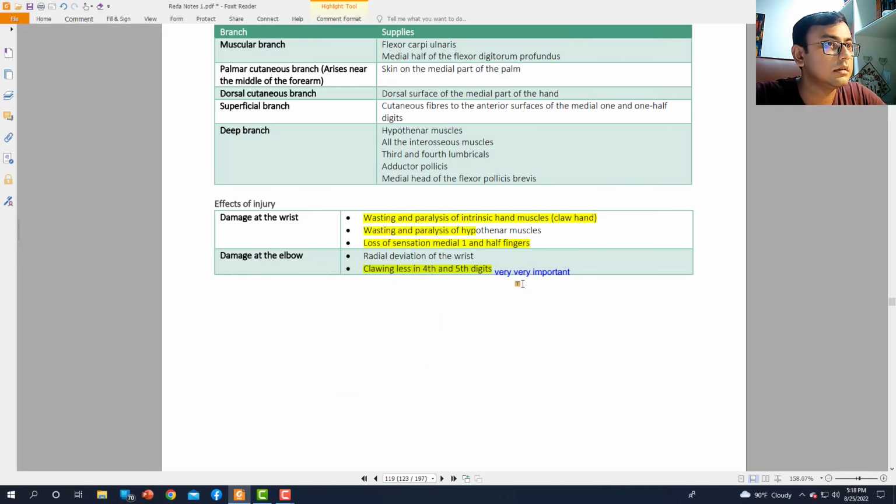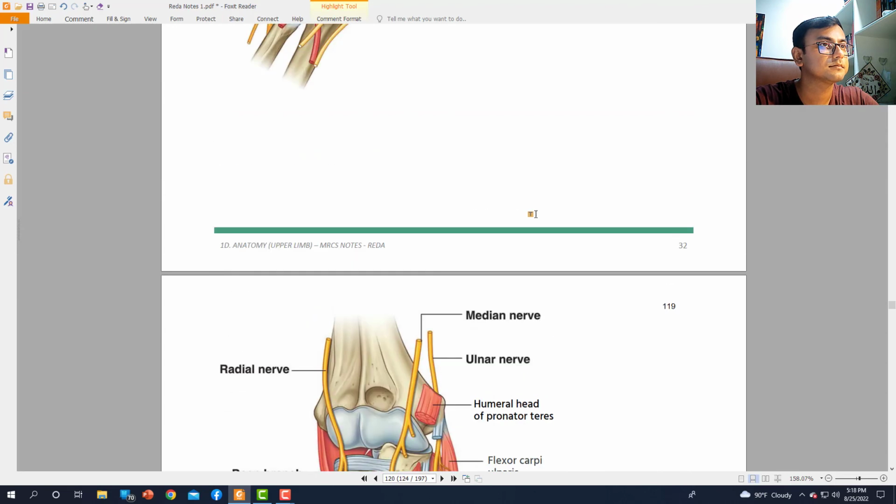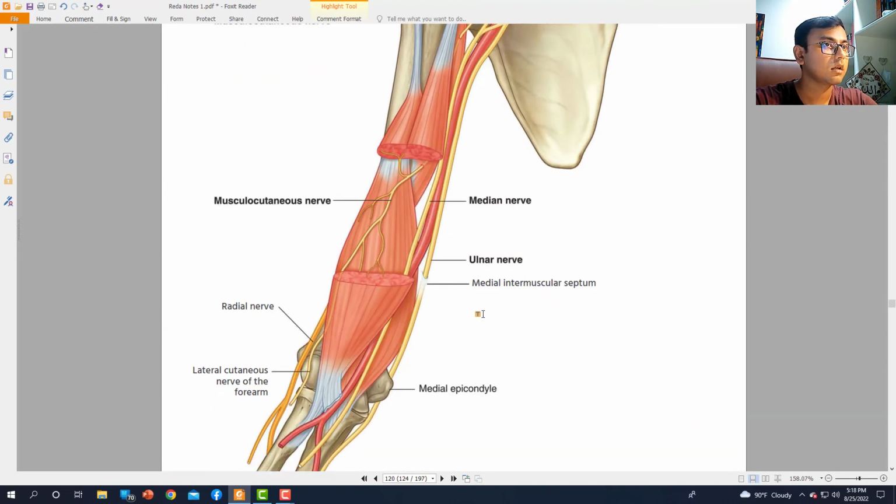In that case, the 4th and 5th digit involvement is very common, and the radial deviation of the wrist is also important. So the wrist will become like this. If the ulnar nerve is damaged here, in that case the 4th and 5th digit will be weaker, and there will be radial deviation of the wrist. This is how it goes. Median nerve, ulnar nerve.